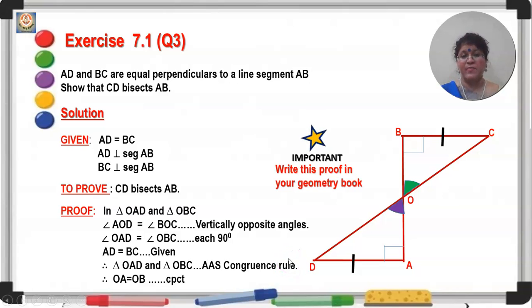So which are the remaining parts? You will choose only that remaining part which is asked in the question. They have asked you to show CD bisects AB. That means you have to prove OB equal to OA. So you take this remaining part. Therefore, OA equals OB because of CPCT.